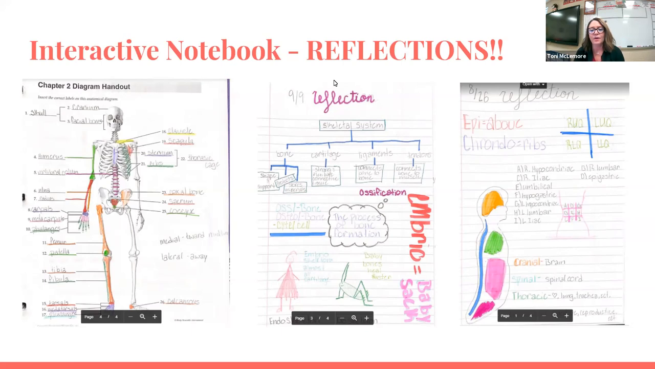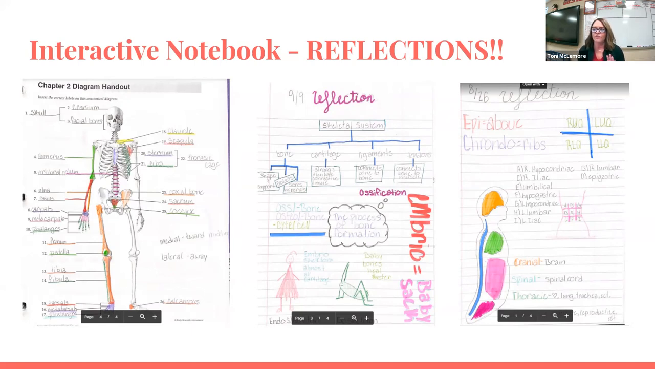And then at the end of each day, we do reflections. So these two pictures on the middle and the right are examples of our reflections. So the last 10 minutes of the day, I will stop my lecturing, and they will do their reflection. So this is kind of like Susie's doodle notes that she was talking about, and I encourage them to use color. So every day they will have a reflection page.